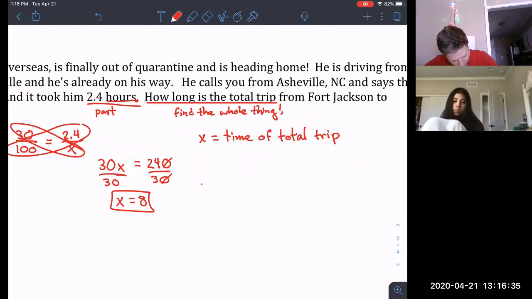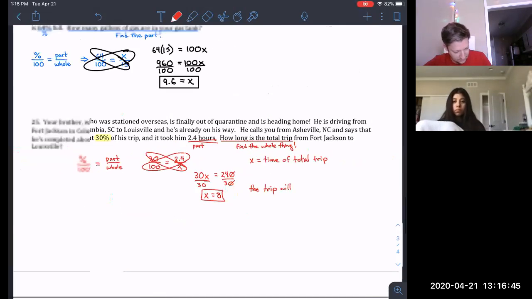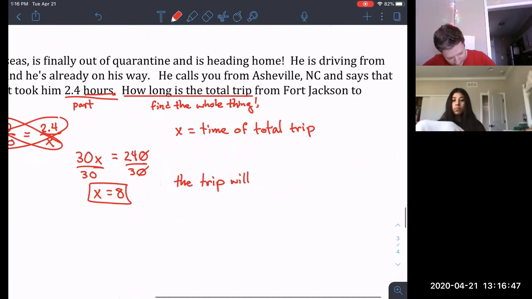So the trip will take about 8 hours. And remember, you can say "about," you don't have to, but we're estimating here because he estimated that it was about 30% of his trip. So it is an estimation.